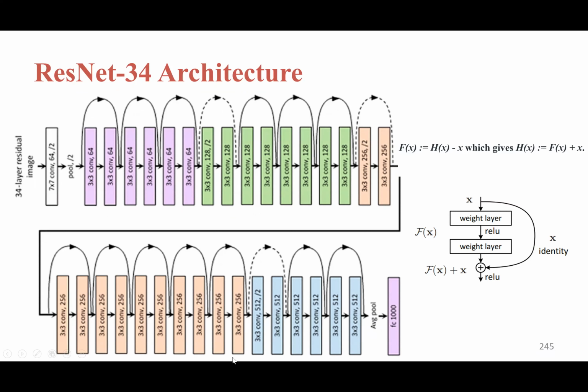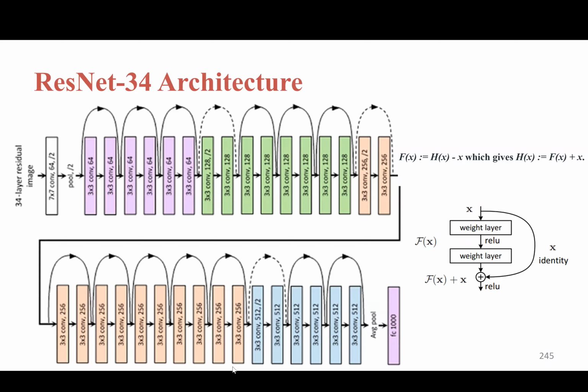Fine. So the strategy behind this network is to let the network fit the residual mapping rather than have layers learn the underlying mapping. So let the network fit, instead of using the initial mapping of function h of x, function f of x is h of x minus x, which gives h of x is equal to f of x plus x.